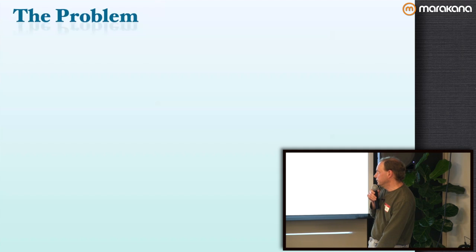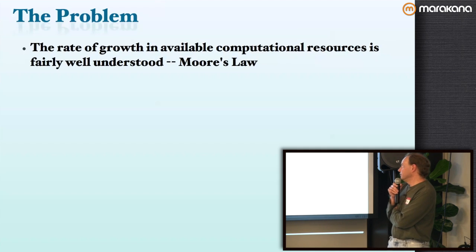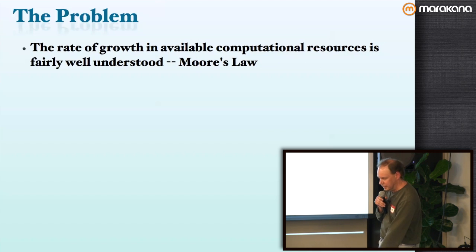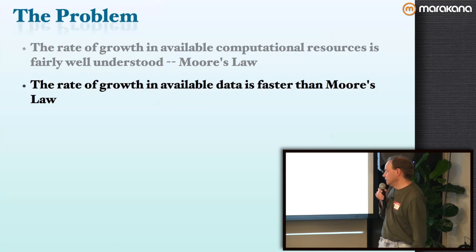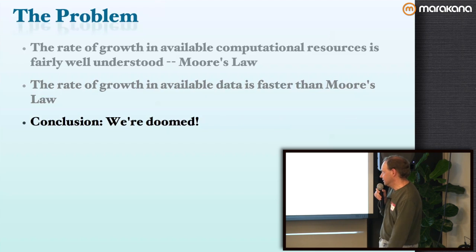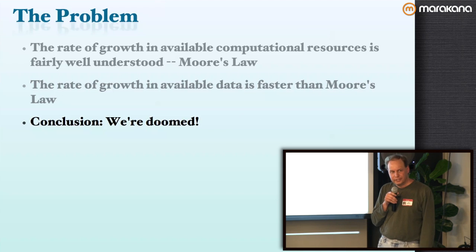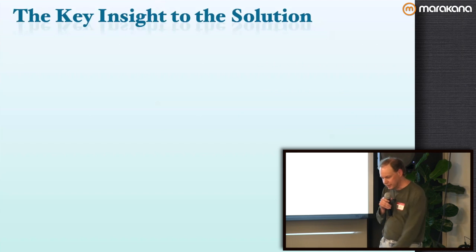The problem we're facing right now is that the rate of growth in available computational resources is pretty well understood. That's going by Moore's law, essentially. You have a pretty good idea of how much more computing power you'll have two years from now versus right now. But we're also starting to see that the rate of growth of data is exceeding Moore's law. At first you'd think, well, we're doomed. We're going to get overwhelmed by the amount of data out there, and there's no way we'll keep up with it.